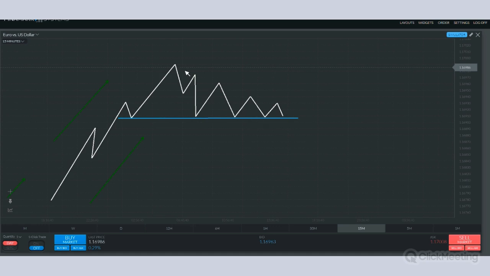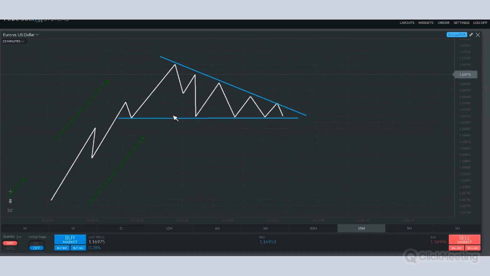Price is unable to break below this point. Overall trend is bullish. We're going to connect our swing highs. Here we have connected our swing highs. And we have a pattern where our swing highs are progressively getting lower while our swing lows are sitting at the same point.